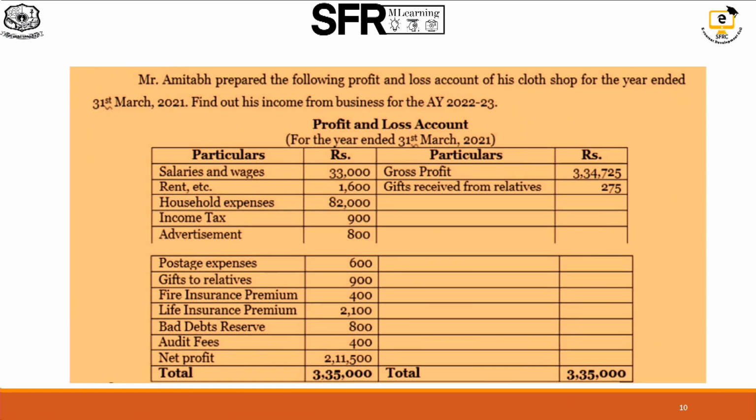Here is an example for calculating the business income. The person's profit and loss account is shown here for the previous year, and the expenses are given. The profit and loss account covers salary and wages, rent, household expenses, income tax, advertisement, postage expenses, gift to relatives, fire insurance premium, life insurance premium, bad debts reserve, audit fees, and the net profit is given on the debit side, and the gross profit as well as the gift received from relatives is given on the credit side. Here we have to start the problem with the net profit.